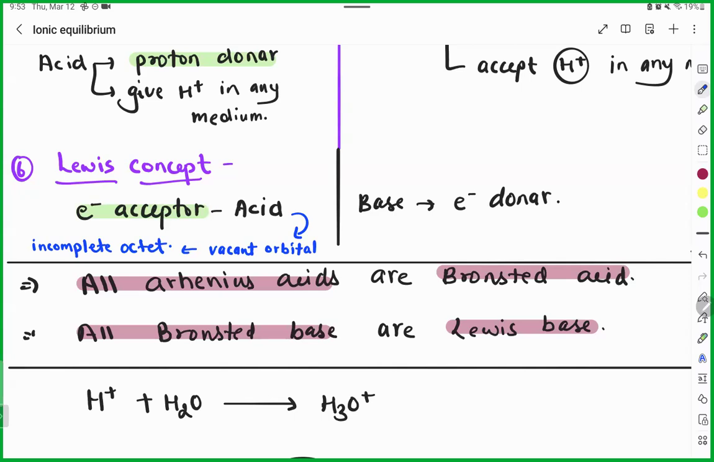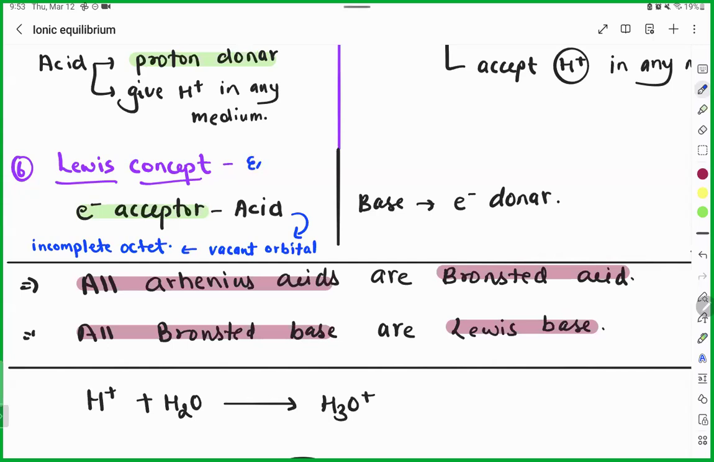AlCl3 is acid. How do we know? Aluminium has 3 valence electrons. Chlorine will share 3 electrons. Total number of electrons 6. But for octet we need 8. So we have shortage of electrons. Correct? We have shortage of electrons. So it will be electron acceptor.